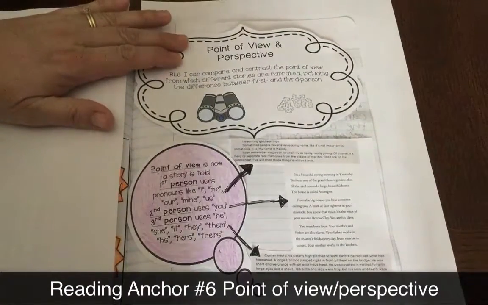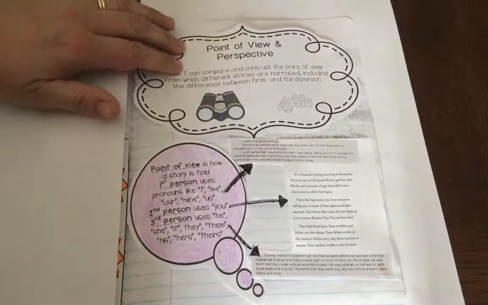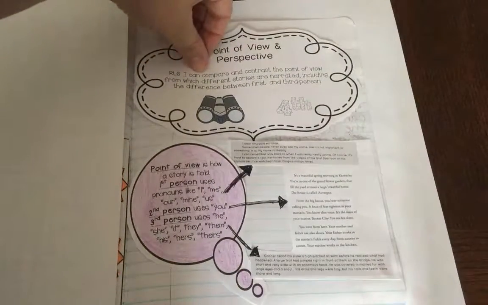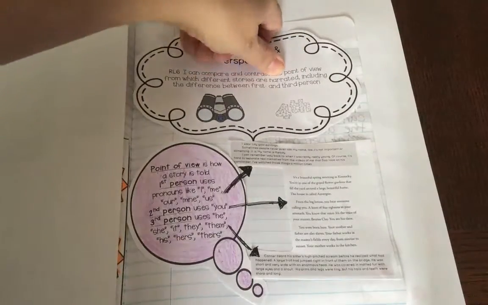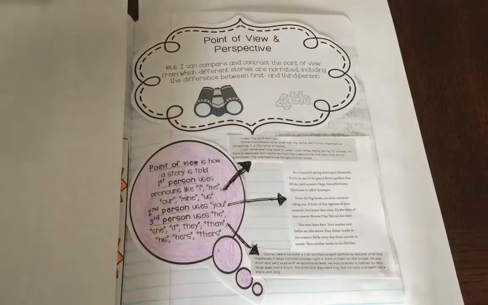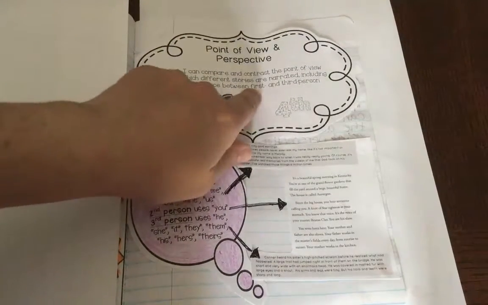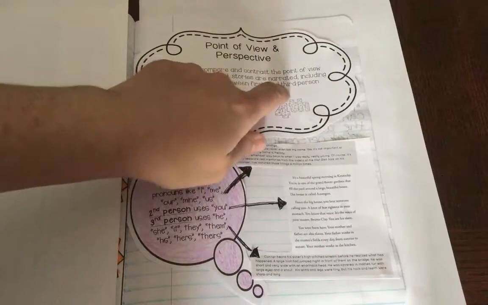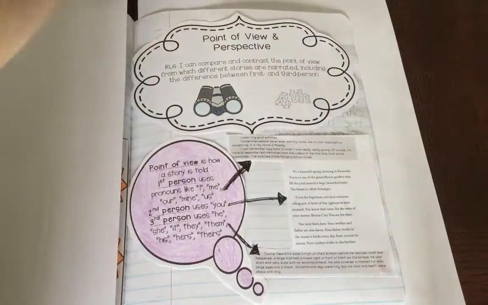Another goal that we have as readers is to consider point of view and perspective. And so we want to be able to compare and contrast the point of view from which different stories are narrated. Narrator being who's telling the story. And this is going to include being able to recognize the difference between a first-person narration and a third-person narration. So, point of view is how a story is told.